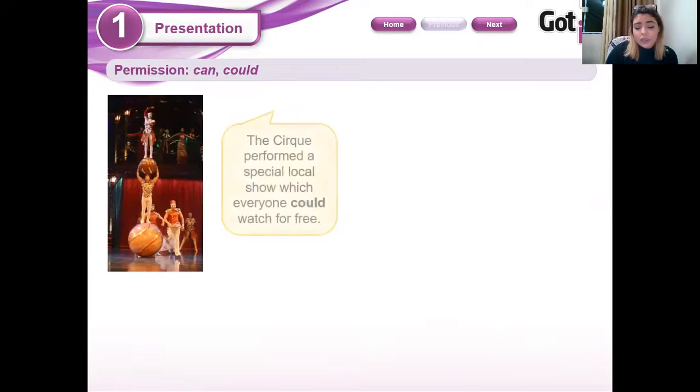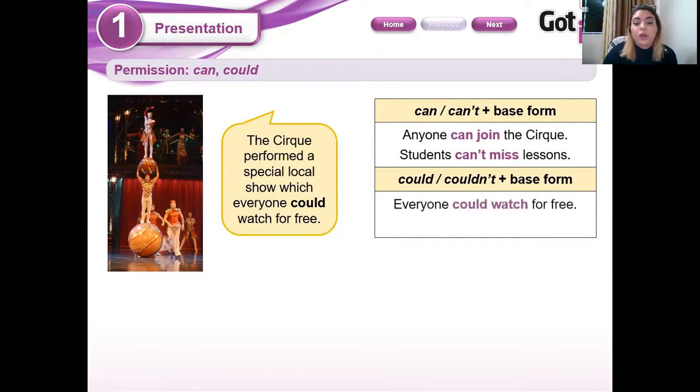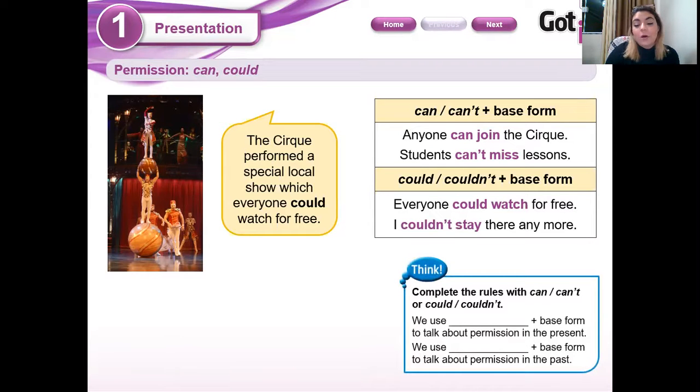We have this picture here that is related to circus. So the Cirque performed a special local show which everyone could watch for free. So we have two possibilities to talk about permission. We have the present and then we have the past. Can and can't, present. Could and couldn't, past. Okay? And then we have this box here.